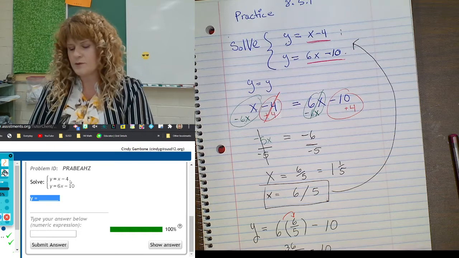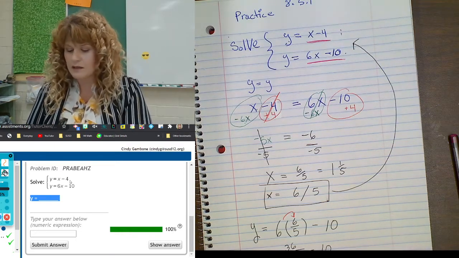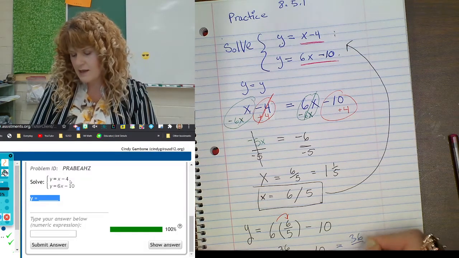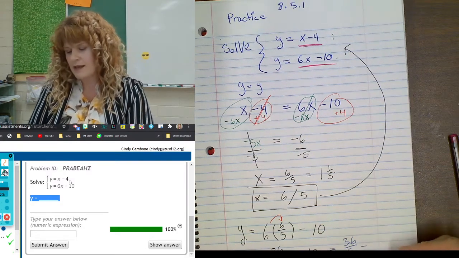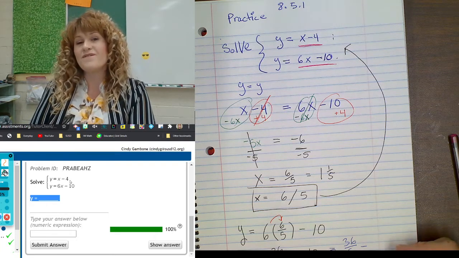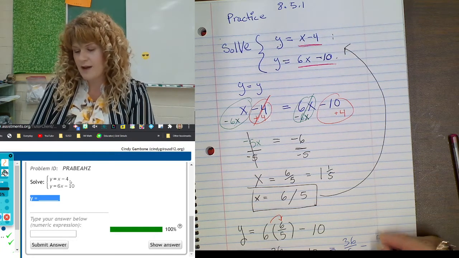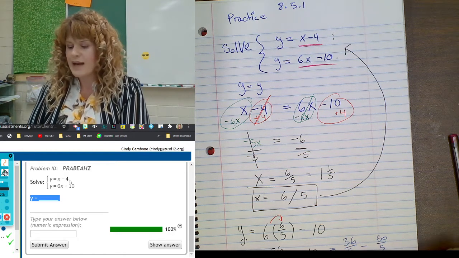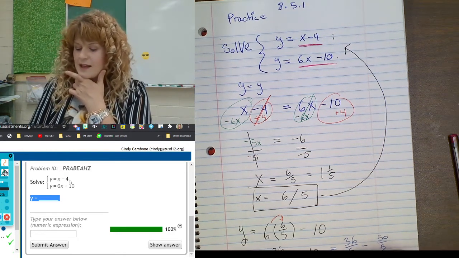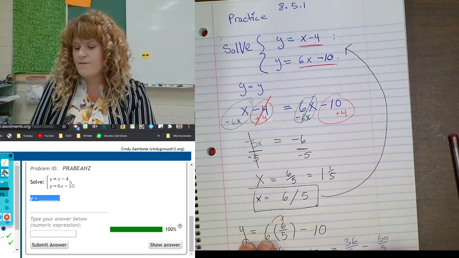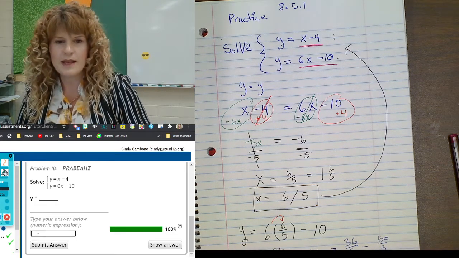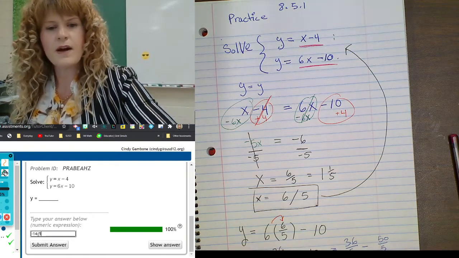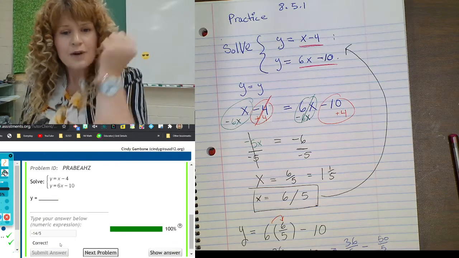Uh-oh, now I need to subtract, but I need a common denominator. So this is equal to 36/5 minus, and I need a denominator of 5, so I have to multiply the top by 5. That's 50/5. 36/5 minus 50/5 is negative 14/5. Let's submit the answer. Watch me. Negative 14 divided by 5. Correct.